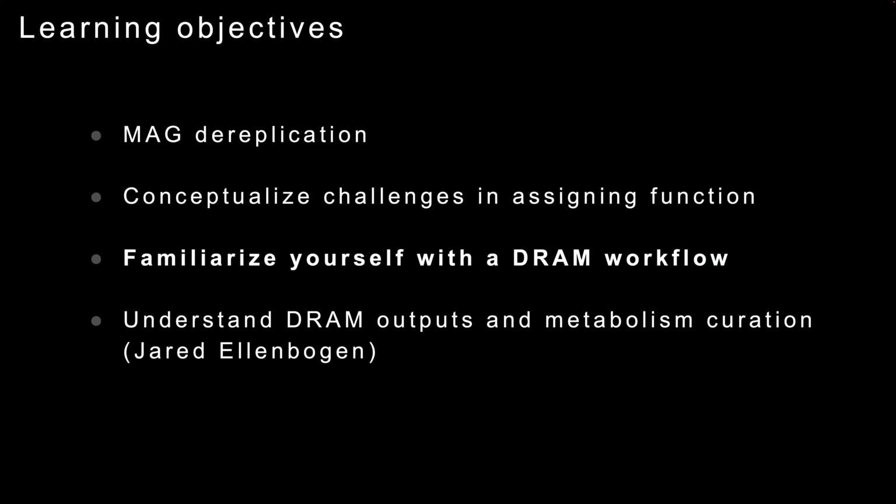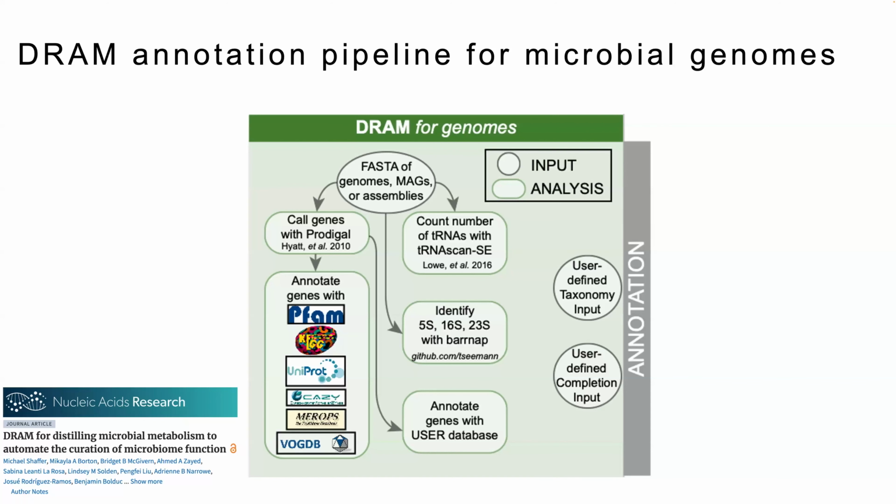Okay, so next we're going to talk about the specific workflow of DRAM. How does DRAM work? This is the workflow, and that paper is available. The input is a FASTA of genomes, MAGs, or assembly. So you don't have to be working at the MAG level, but you do have to have an assembly base. DRAM is not read based. It calls genes with Prodigal, and then it annotates with a series of databases.